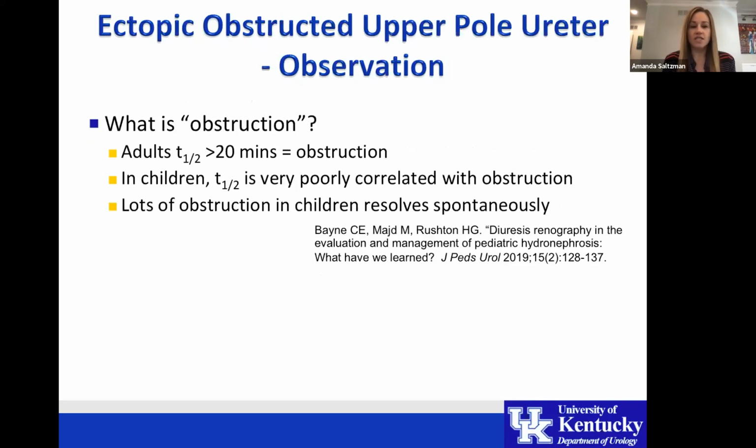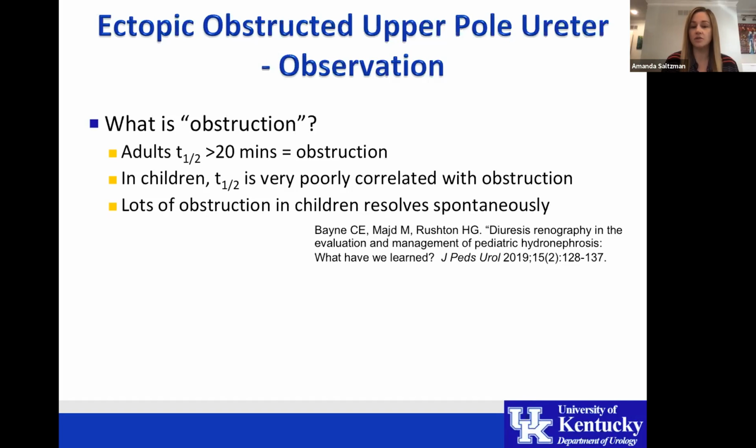So what is obstruction? This is a shout out actually to Chris Bain, who was in our fellowship class as well. Obstruction in children is really nebulous. In adults, we're taught it's very easy: T1/2 more than 20 minutes, obstruction, period. Well, in kids, the T1/2 is very poorly correlated with obstruction. And there's a lot of obstruction in children in general that will resolve spontaneously.